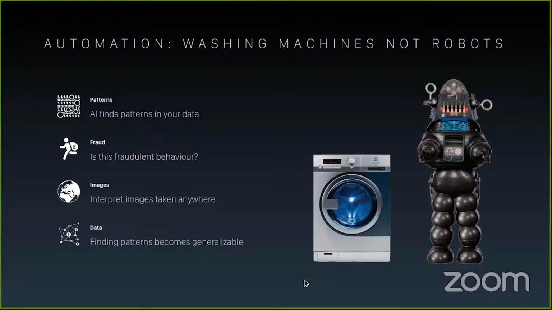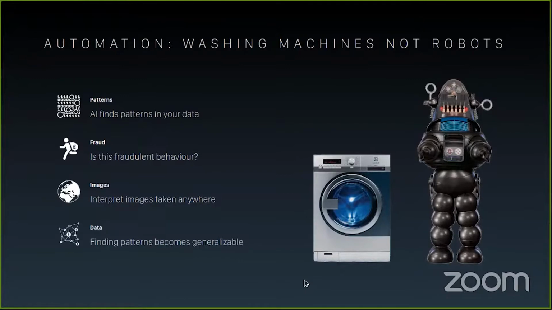Is this behavior fraudulent? I can interpret and ask questions about images now. Like, show me an image, and approximately how much is the damage to this car going to cost to fix in this country? Looking from an image. So basically, finding patterns becomes generalizable, and those sorts of tools are very simple. There's just one area that we can apply AI to.